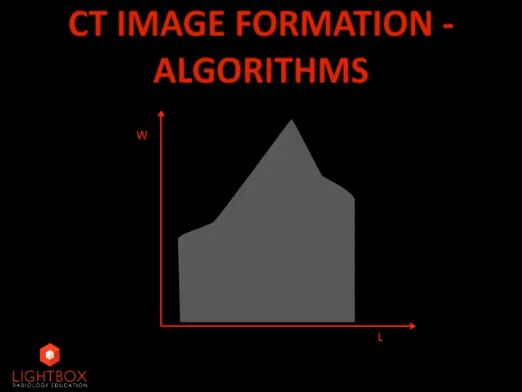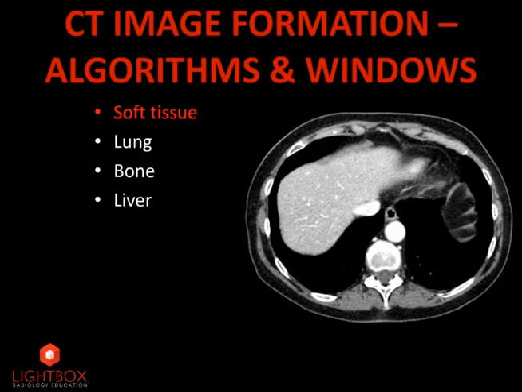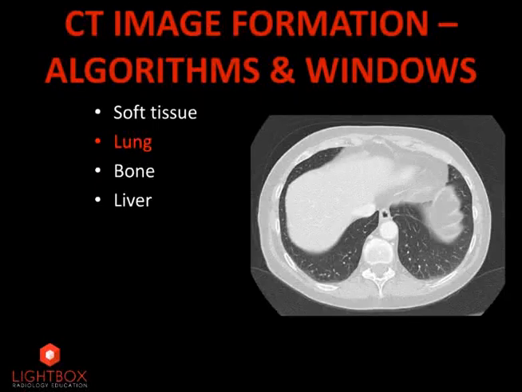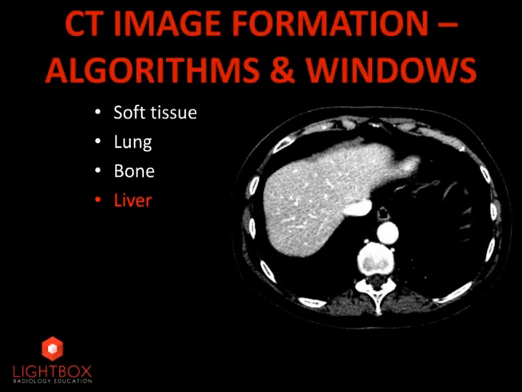After the scan has been completed and data calculated for the density of each voxel, different algorithm filters can be applied to optimize imaging for specific tissues within the body. Different windows and levels are selected to optimize contrast resolution when viewing specific tissues. Common filters and windows used are soft tissue, lung, bone, and liver.